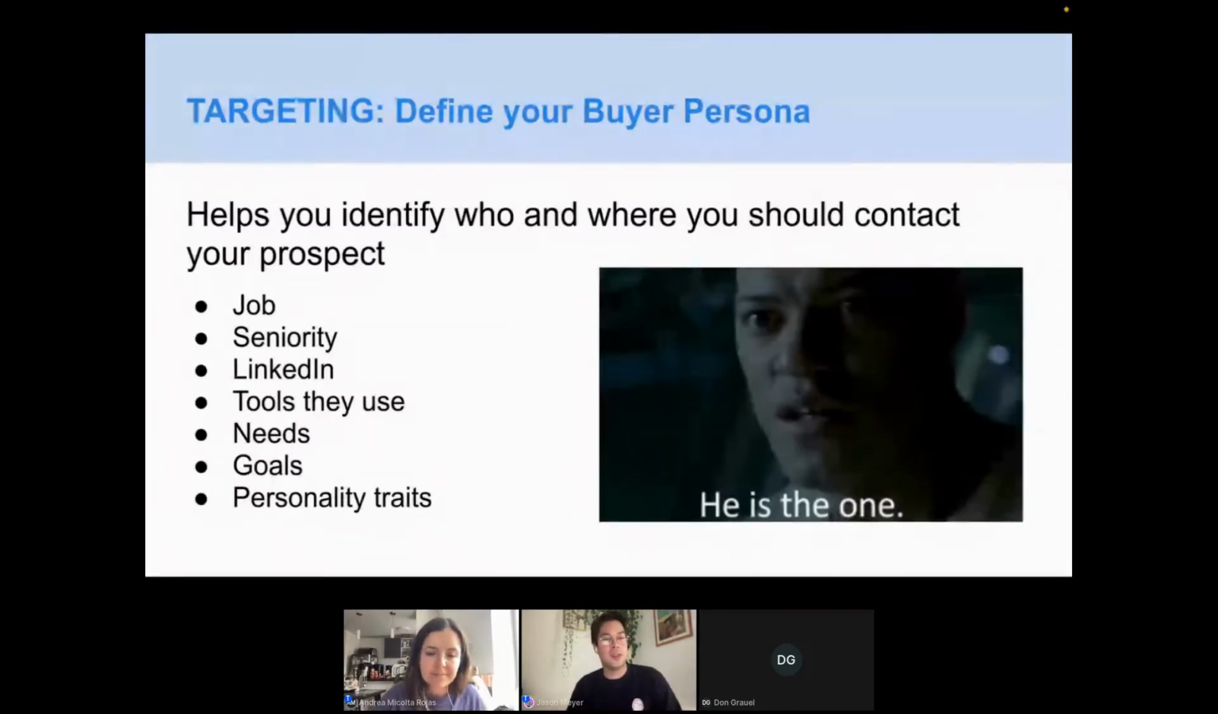Also, it's always great to get their LinkedIn, see their employment history, see if they've changed. If a person comes from an advertising background, or they come from a marketing background, but now they work in sales, then perhaps it's a person that will be more open to implementing new tools.